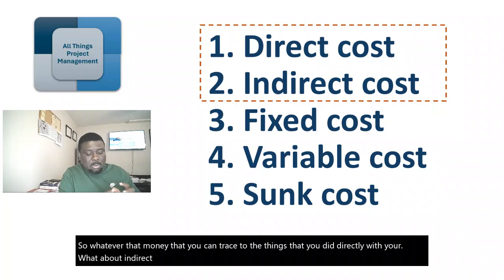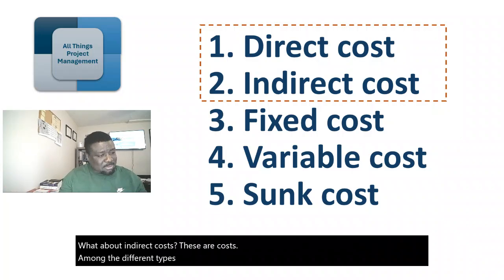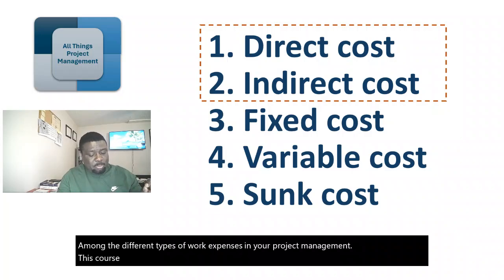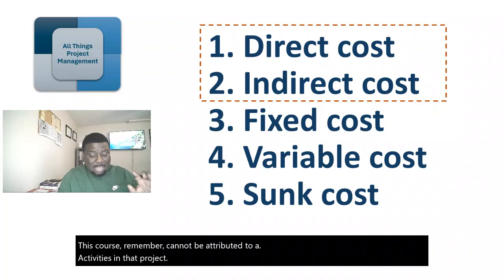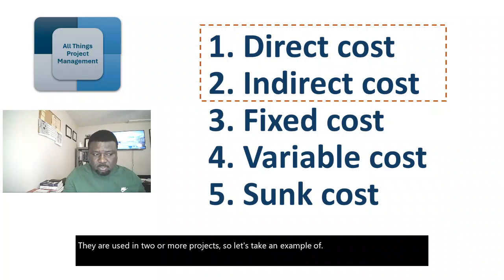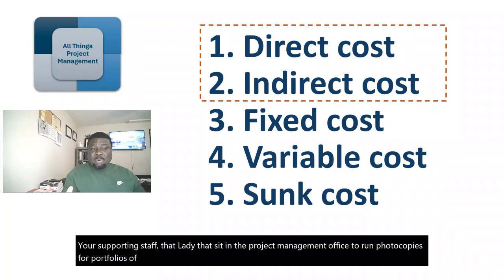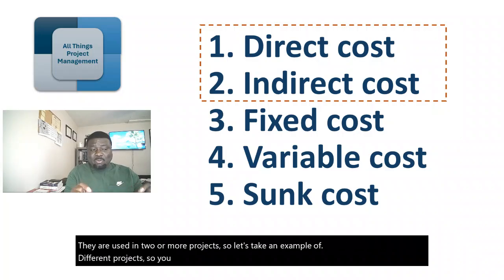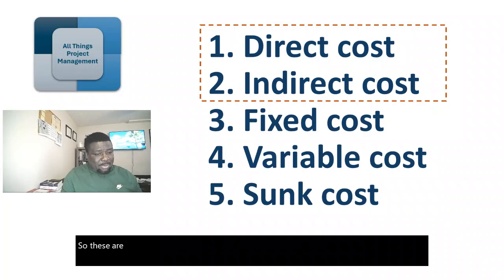These are costs among the different types of expenses in your project management. These costs, remember, cannot be attributed to a particular activity in the project that you execute. Nonetheless, they are used in two or more projects. Let's take an example of a supporting staff member, the lady in the project management office who runs photocopies for a portfolio of different projects. You cannot trace that photocopying to your project. So these are classified as what? Indirect costs.